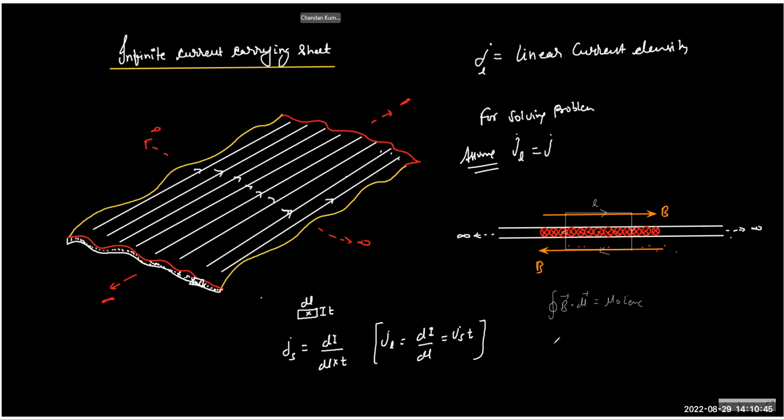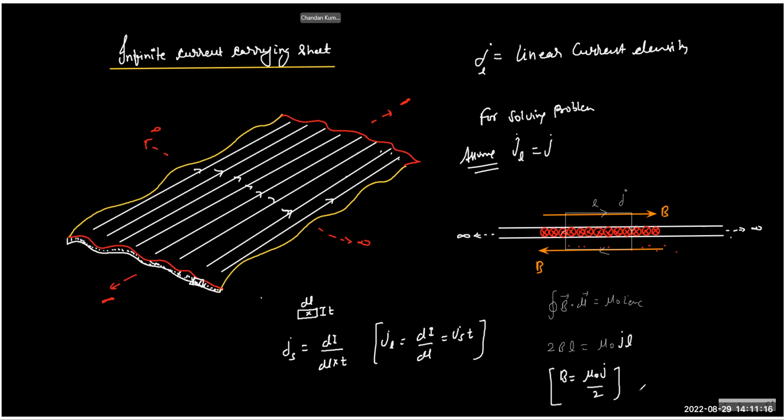So this will become 2bl, convert 2bl, and the current enclosed will be how much in terms of J? So J is the current per unit length of cross section. So for L length, how much current it will enclose? J times L. And so you can see L gets cancelled. So B turns out to be mu naught J by 2.